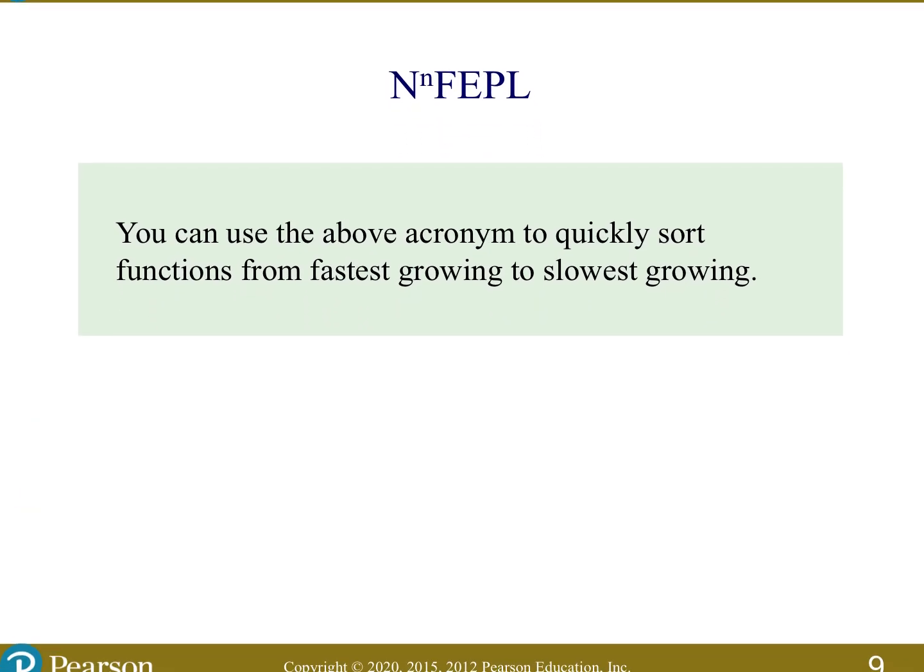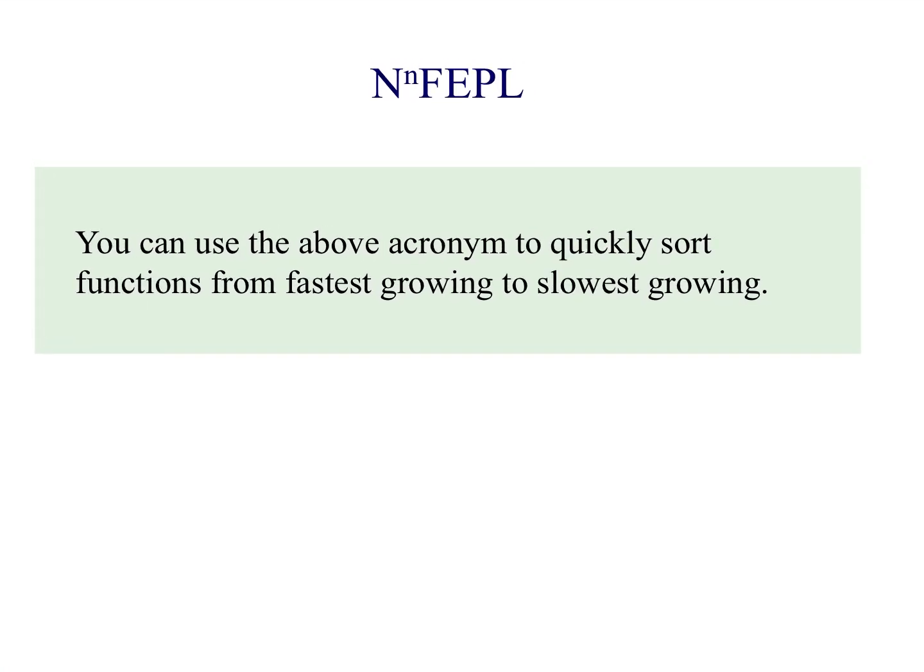The last thing we want to talk about is a mnemonic device, a memory trick, to help you remember which functions have faster growth rates than others. It's a silly nonsense word called NFEPL, and each of those letters stands for a type or a category of function. The N, the double N there, we call this a super exponential. It's a type of function that has a base that has a variable and a power that has a variable.